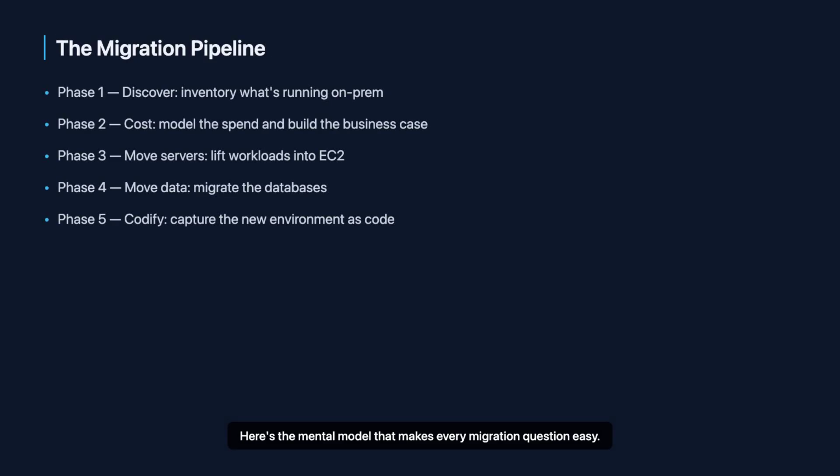Here's the mental model that makes every migration question easy. A migration runs in 5 phases, in order. First, you discover, you inventory what's actually running on premises. Second, you handle cost, you model the spend and build the business case. Third, you move the servers, lifting workloads into EC2. Fourth, you move the data, migrating the databases themselves. And fifth, you codify, capturing the new environment as code so it's repeatable. Hold on to those 5 phases, because every service we name in this video snaps into exactly one of them.